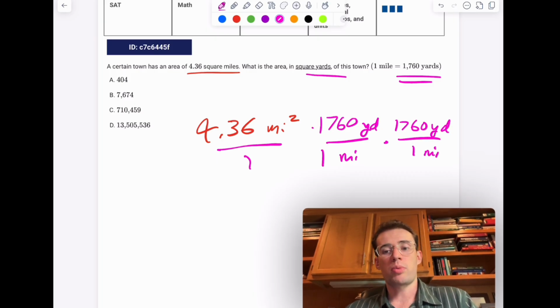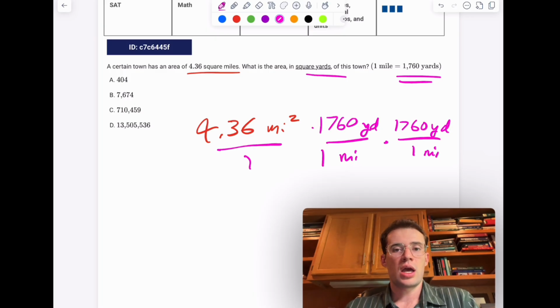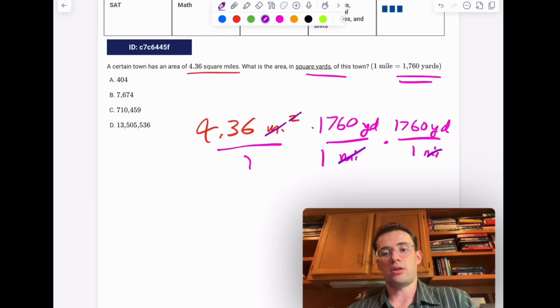Again, we can multiply by this because this is equivalent to 1, right? It doesn't change the value because 1760 yards is equal to 1 mile. So if you divide it by itself, it doesn't change the value. And then we get, right, miles squared divided by miles, just miles. And then miles divided by miles is nothing, or it's just 1. And then we're left with yards times yards.